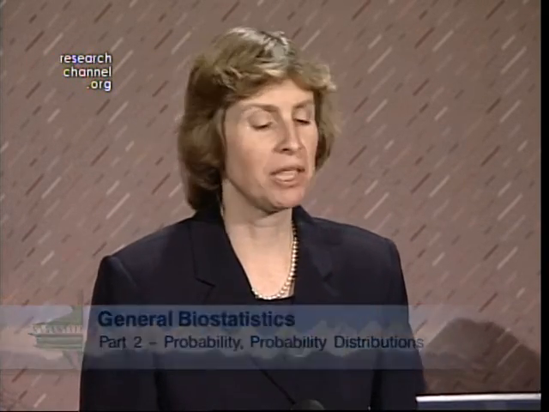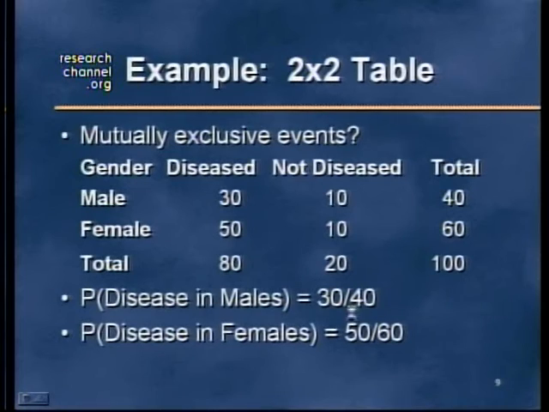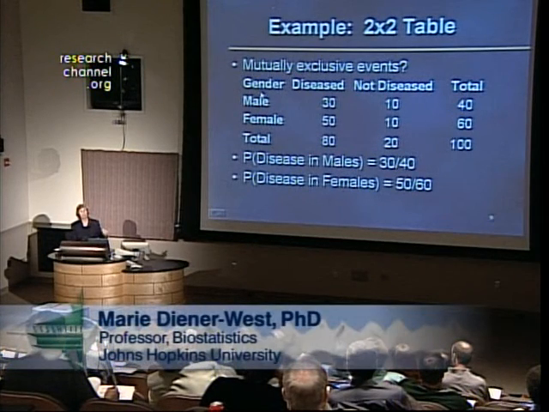So this is a pretty simple example of 100 individuals that are cross-classified in this 2x2 table by gender, either male or female, and disease status, diseased or non-diseased. So if I was interested in defining mutually exclusive events, I would define it as events that cannot occur at the same time. So are there examples of mutually exclusive events in this 2x2 table? There are. Right, so one example is male versus female. So you can't be both male and female at the same time, or at least not usually. So what we see here are mutually exclusive events.